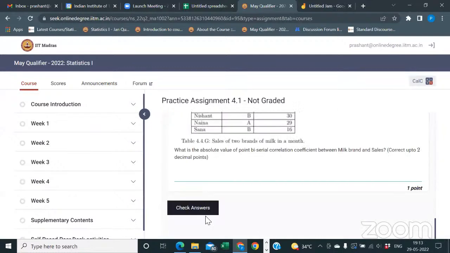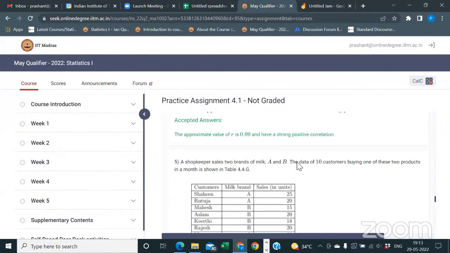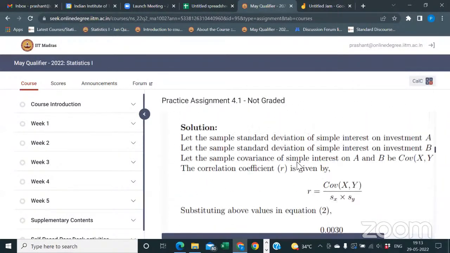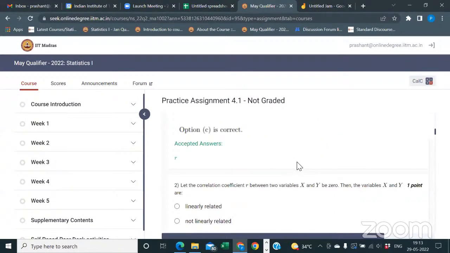Just a second, sir. I'm checking it. Let me check that one. Yes. R is the correct answer. Yes, R is the correct one. Option C. Okay, got it. Yes, sir.